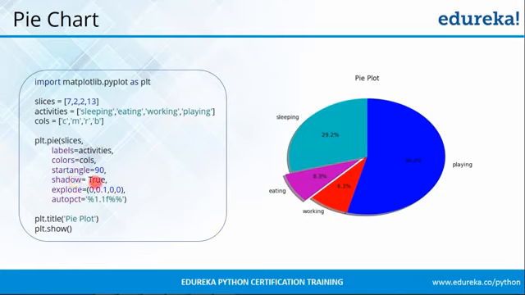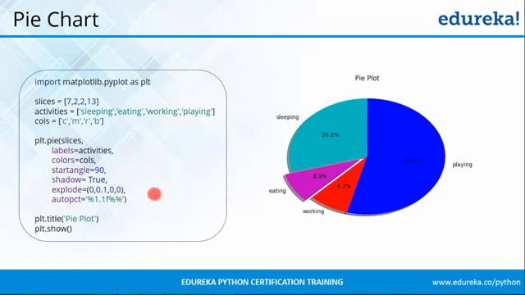After that, we can even use explode to pull out a slice a bit. So we have explode that says 0, 0.1, 0, 0. Because of that, you can see that eating has been pulled out a bit. Basically we have 4 total slices. With explode, if we didn't want to pull out any slice at all, we would have just written 0, 0, 0, 0. If we want to pull out the first slice a bit, we would do 0.1, 0, 0, 0. And if we want to pull out the second slice a bit, we can do 0, 0.1, 0, 0, like in our case.